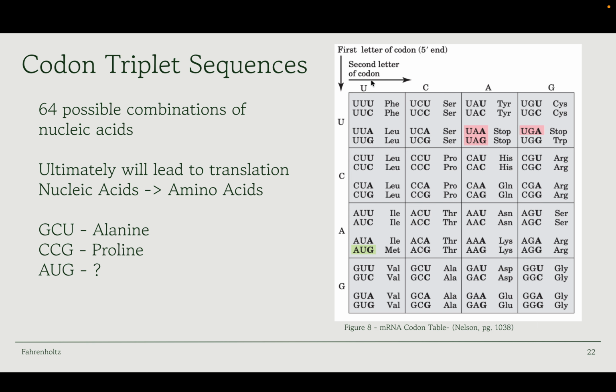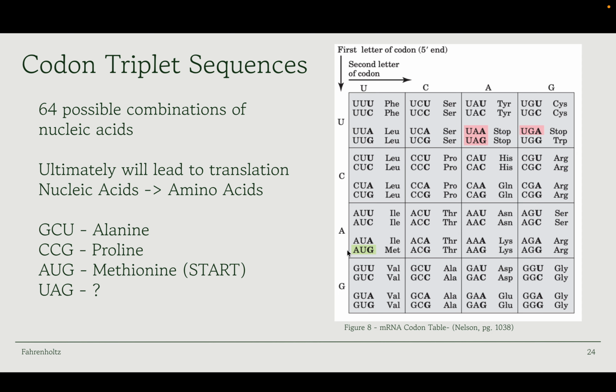Next we've got AUG, so we'll go to the column. Here's A, go to U for our column, AU, and then G. This calls for methionine. Also, this is highlighted in green because that is our start codon. This is going to be that beginning sequence that will ultimately let the ribosome know when it should start creating the amino acid sequence to make the polypeptide.